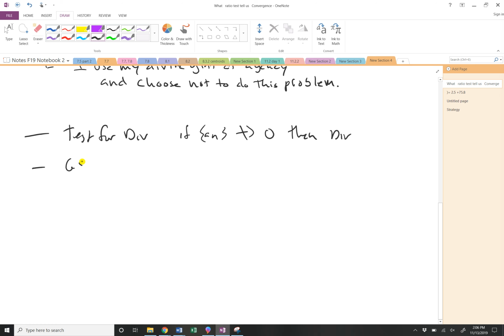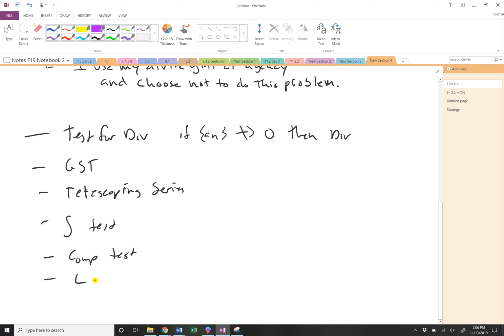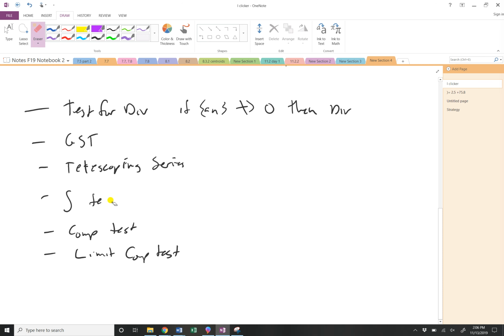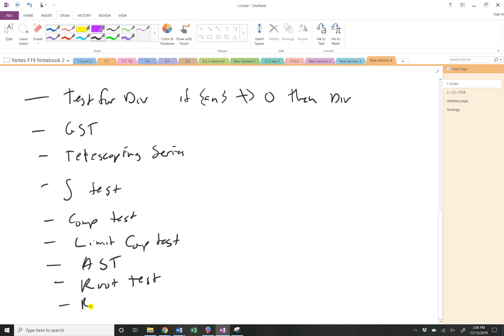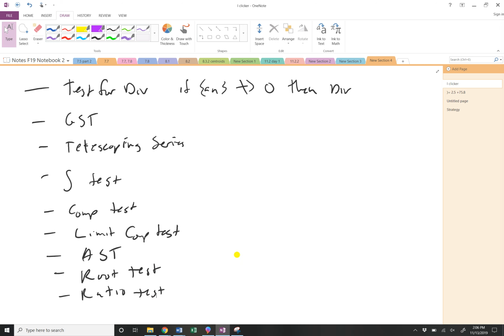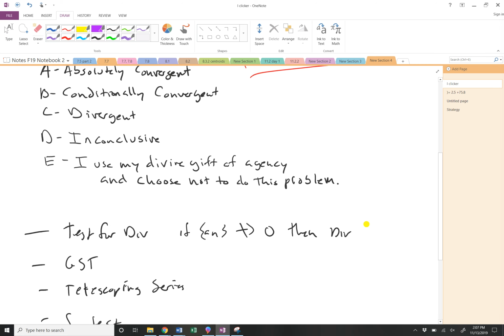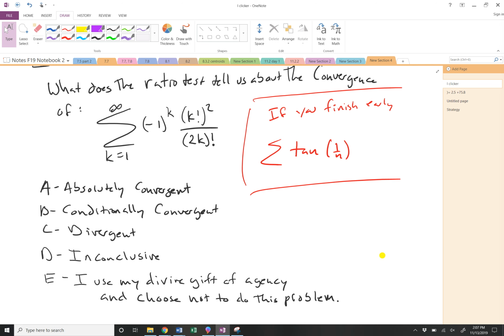So, test for divergence, geometric series test, telescoping series. It isn't really a test, but if you can find the finite sum, then you know it converges. Integral test, comparison test, limit comparison test, alternating series test, root test, ratio test, p-test. Did I miss any? Yep, I'll show you that test today. So there's one more that we'll get on that list.